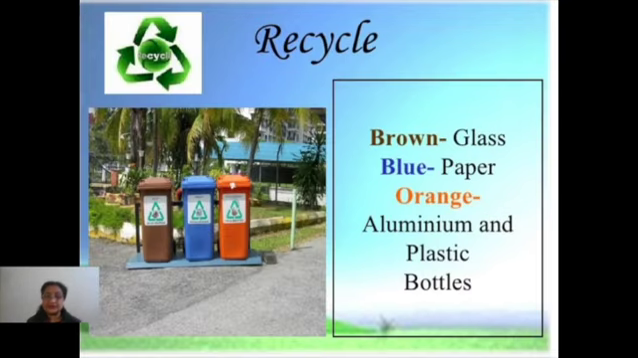And for this method, we keep several bins for this purpose. Generally, the brown bins are meant for glass, the waste which belongs to that category.